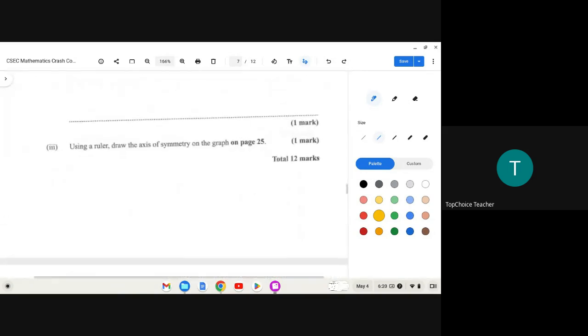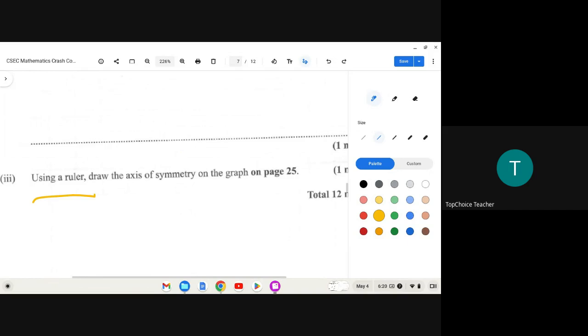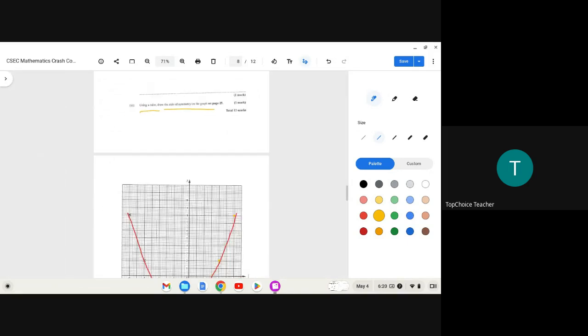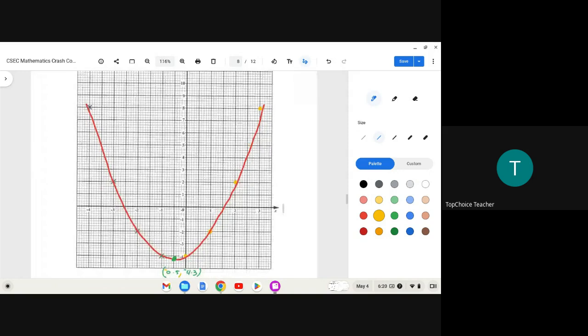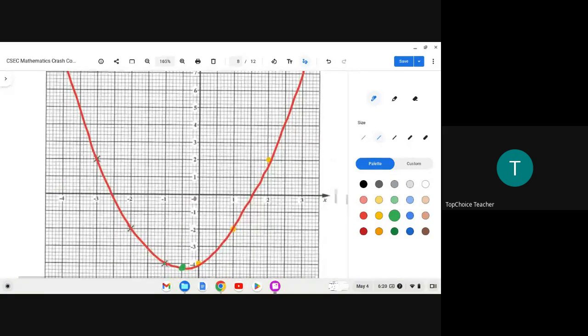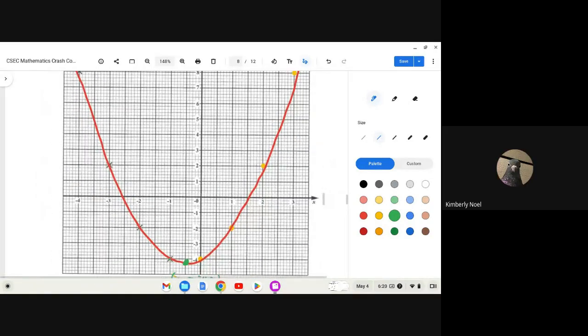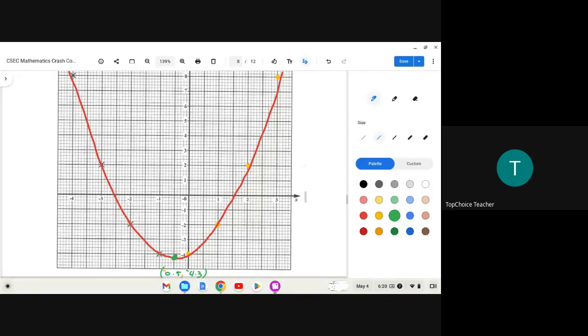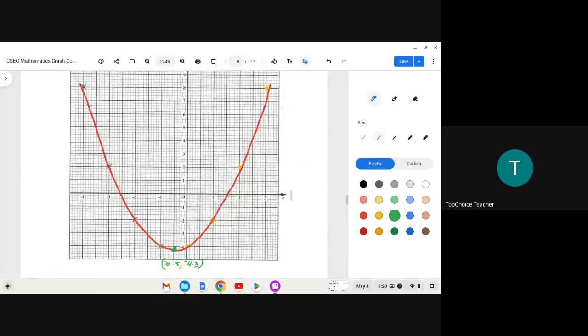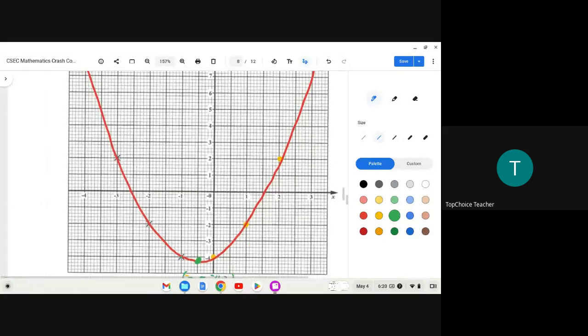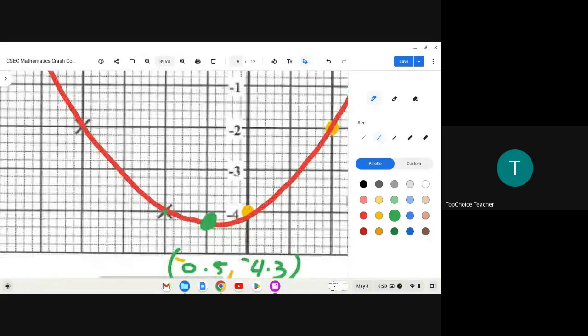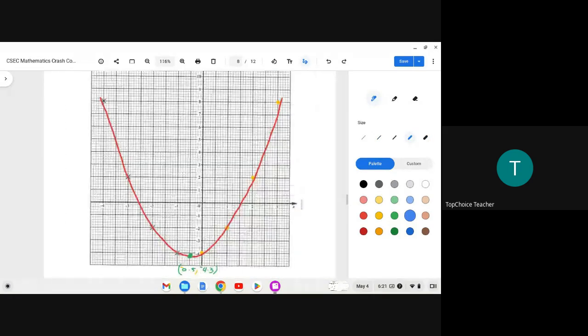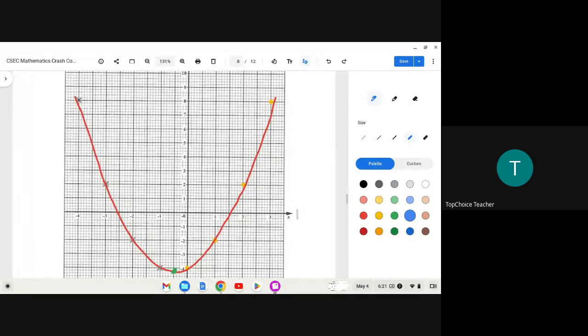So that's it. Is there anything else? Using a ruler, draw the axis of symmetry. What is the axis of symmetry? Anyone ever heard of that before? What does symmetry mean? Very good. We're just going to draw a line that cuts this shape into perfect halves. That will actually be which part you see the point here of the minimum. If you draw a line going straight up from this point, that will be your axis of symmetry.